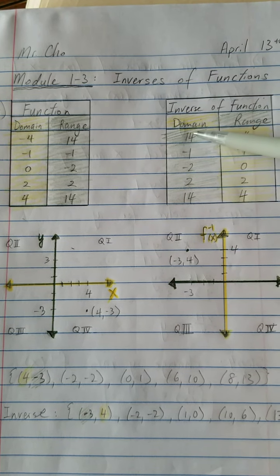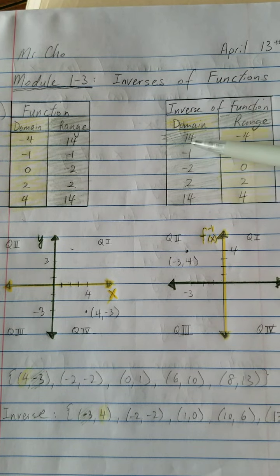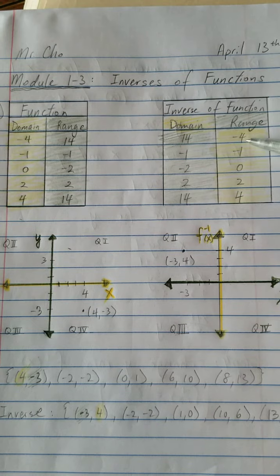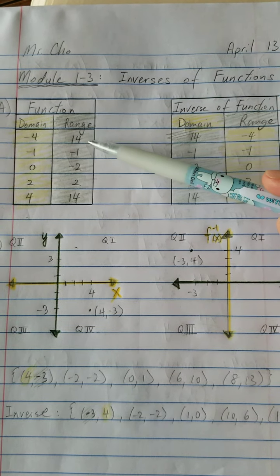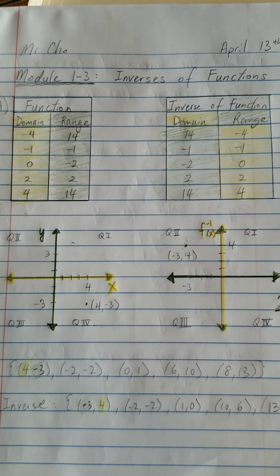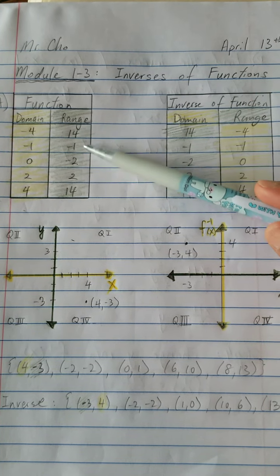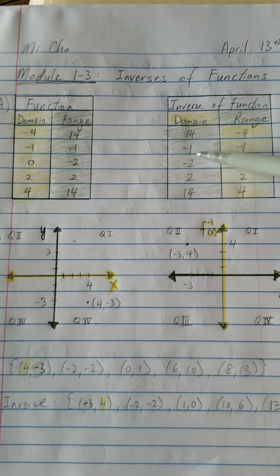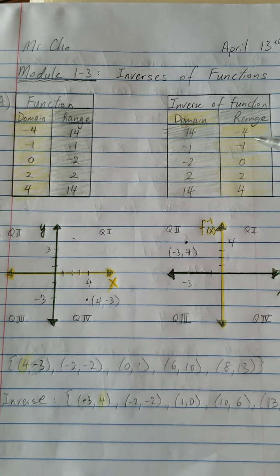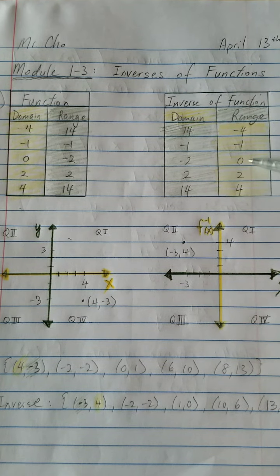So the domain of your inverse for this function would be 14, -4. 14 on the domain, -4 on the range. Notice how the numbers are switched. So every range value has become the domain of your inverse. Every domain value has become the range value of your inverse.